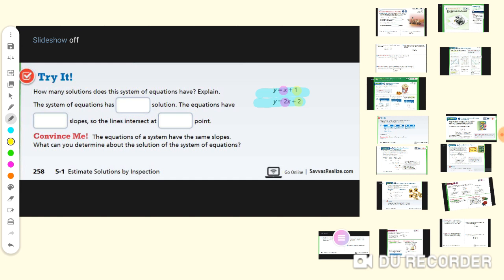So I have how many solutions? 1, yes. Okay. So the system of equations has one solution. The equations have different slopes. So the lines intersect at 1 point. Yes, as we said, if you have one solution, the two lines intersect at 1 point. Okay? Okay.